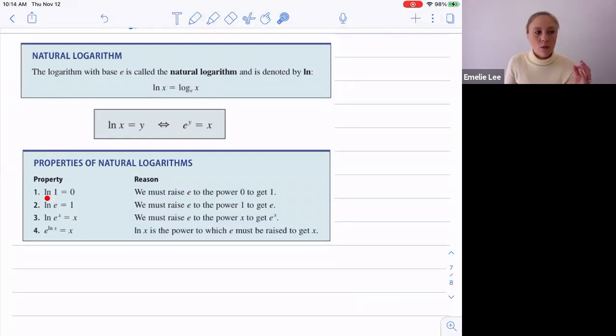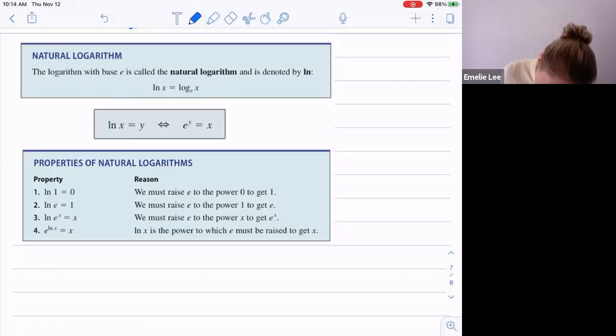Same thing as before, right? Log base a of 1 is always 0 because a to the power of what equals 1? Well, a to the power of 0 is 1. And so log base e of 1 is still 0, and you can try it on your calculator, right?